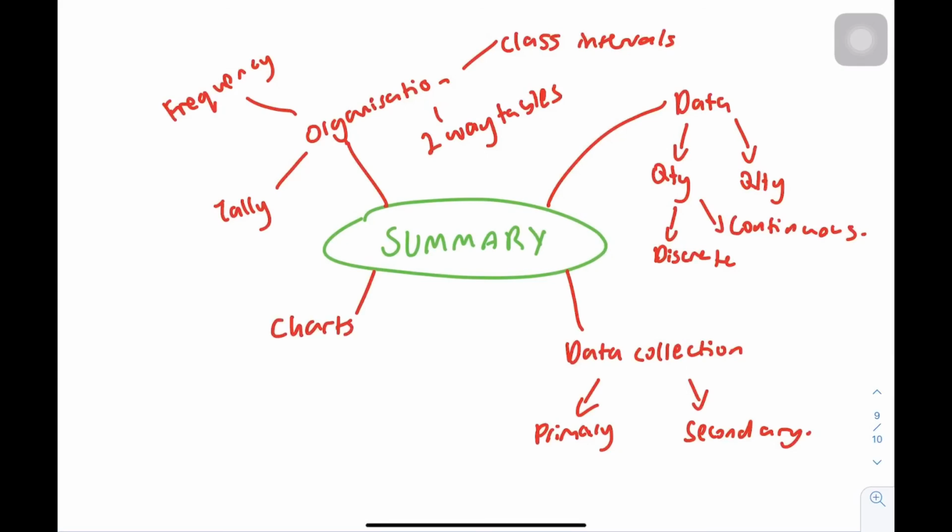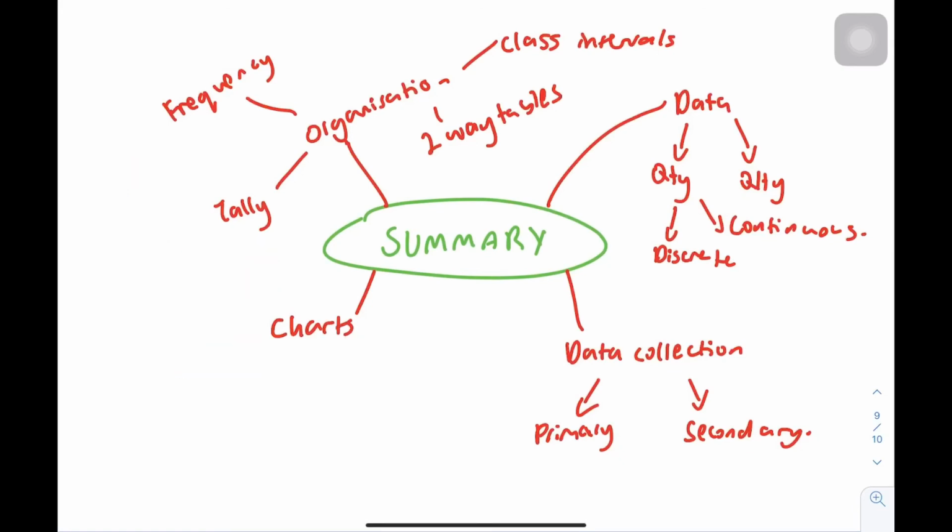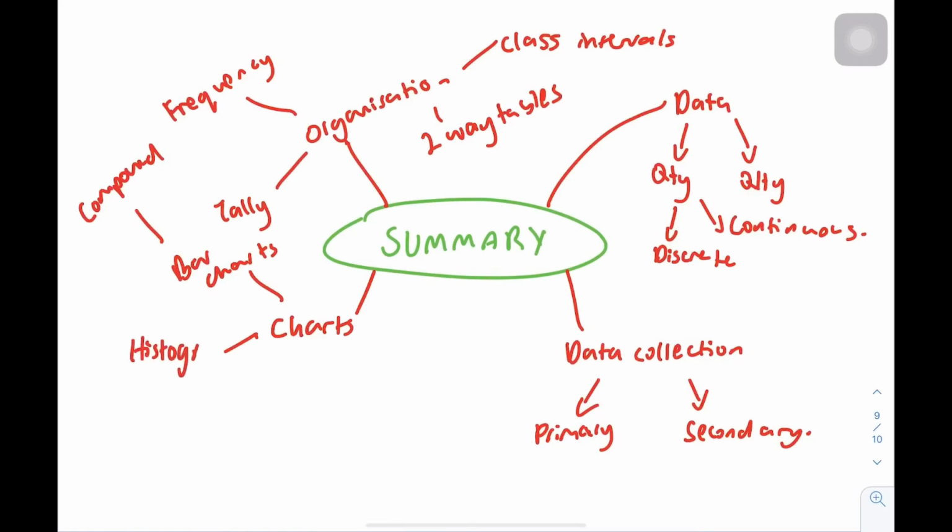And there were a lot of type of charts. There were bar charts. An extension of bar charts is compound bar charts. And then we had histograms, which we will touch more on later chapters. We had pie charts, and then we had line charts.